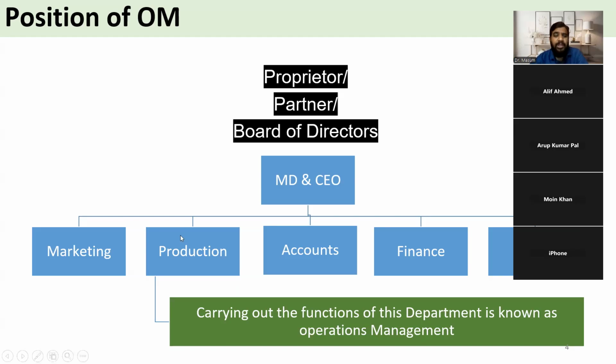So, what are the functions of the operations manager? Or, in other words, what are the functions of the production manager? I will give you an example. The example will make you more clear how these functions are being applied. The functions are: number one is planning, number two is organizing, number three is staffing, number four is leading, and number five is controlling.